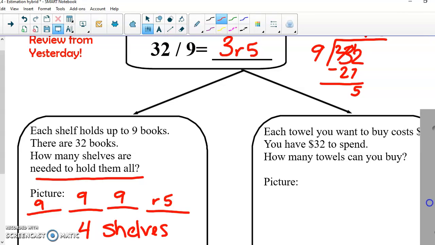All right, last one here. We're going to go shopping for some towels. Each towel you want to buy costs $9. You have $32 to spend. How many towels can you buy?